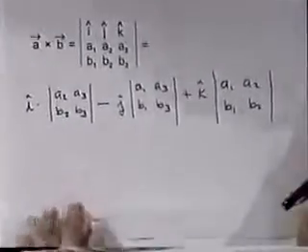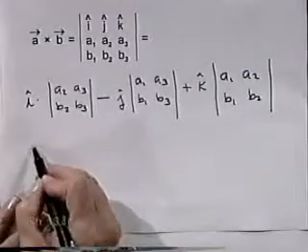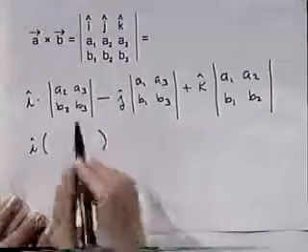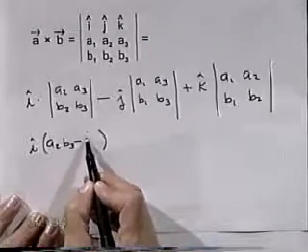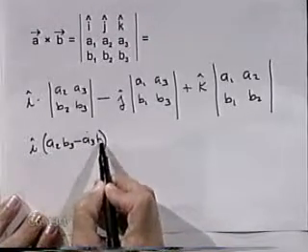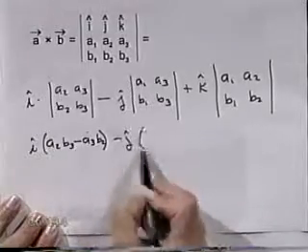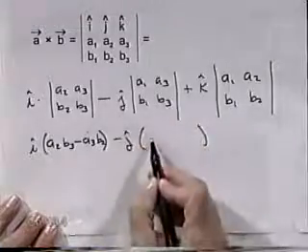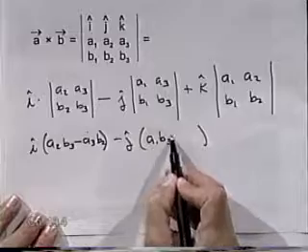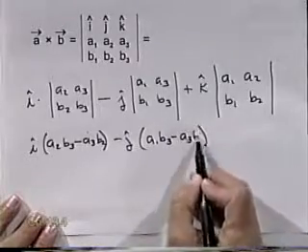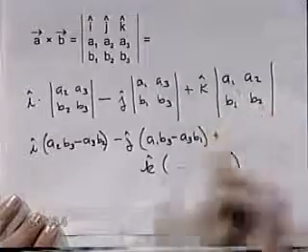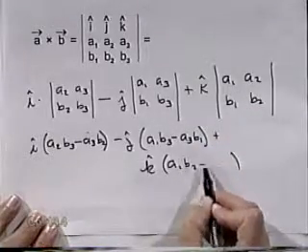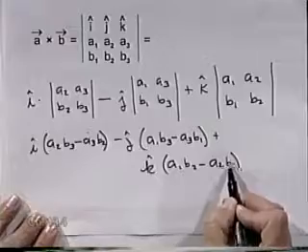And if we evaluate each of these determinants, look what I get here. i times A2B3 minus A3B2, minus j times, now this determinant is going to be A1, B3, excuse me, A1B3 minus A3B1, plus k times A1B2 minus A2B1.